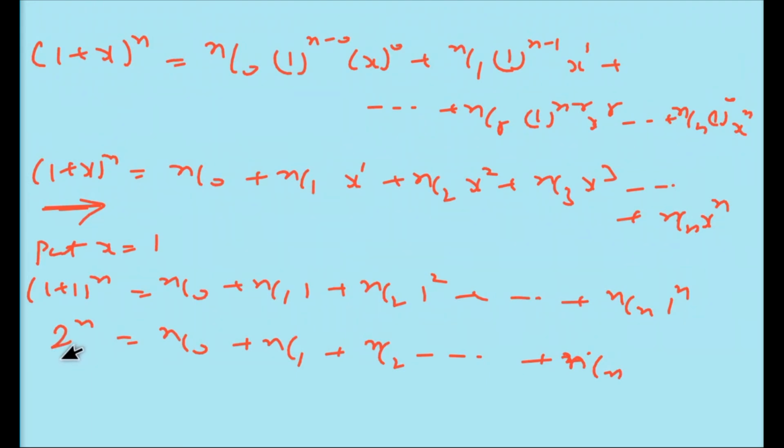Okay, so now since nC0 is 1, so 2 to the power n equal to 1 plus nC1 plus, and you can write this way, nC2 plus up to nCn. So sum of this will be 2 to the power n minus 1. Okay student, now let we put x equal to minus 1.